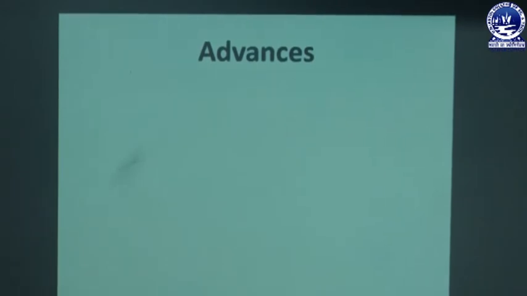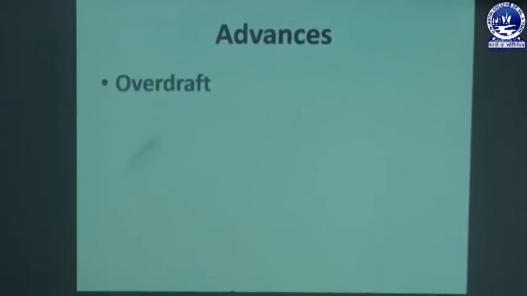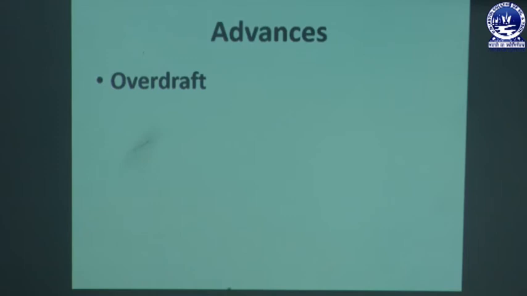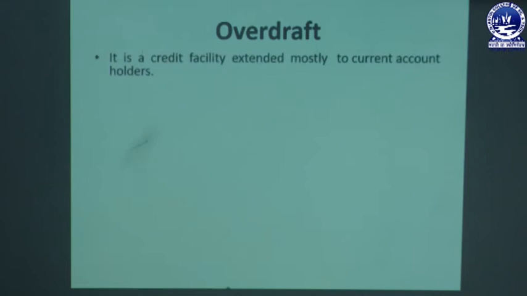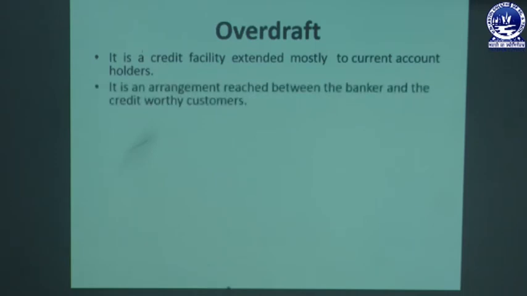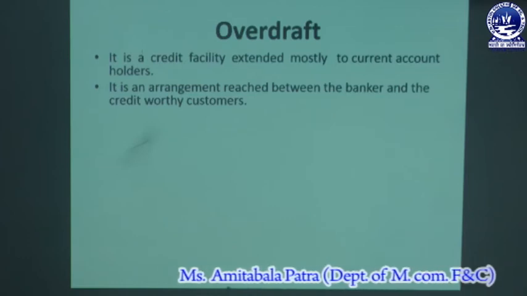Now what are these advances? We will see that advances could be of three types: the overdraft, the cash credit, or the discounting of bills. So these could be the advances that the commercial bank gives. So what is this overdraft? This overdraft is a credit facility extended mostly to current account holders, and it is an arrangement reached between the banker and the credit-worthy customers.